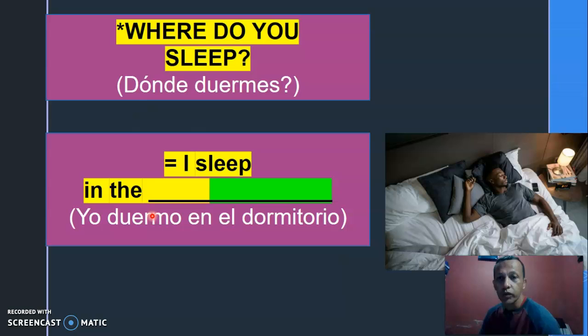So this is conversation number 2. Number 3. Where do you sleep? I sleep in the... So what is the correct answer? I sleep in the garage? No. I sleep in the living room? No. I sleep in the kitchen? No, that's not correct. I sleep in the yard? No. So what is the correct answer? I sleep in the bedroom. Bedroom. I sleep in the bedroom.